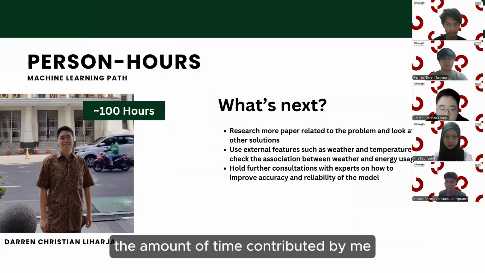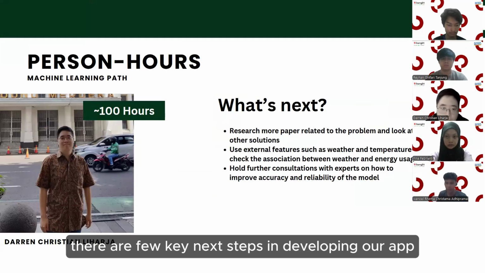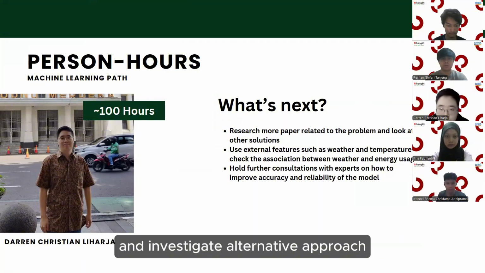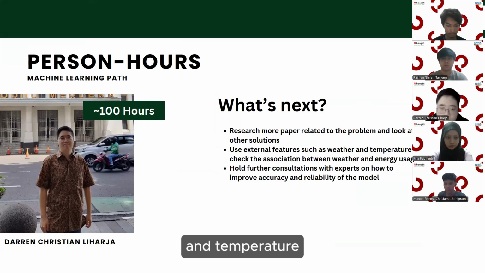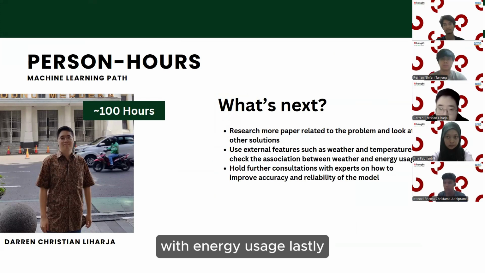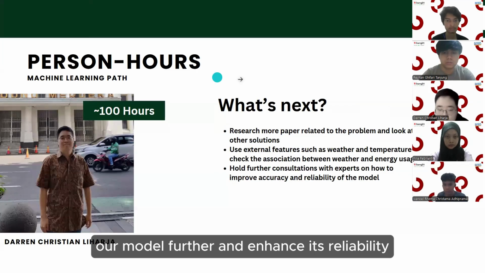The amount of time contributed by me hovers around 100 hours, and looking ahead, there are a few key next steps in developing our app. First, we plan to explore more research papers and investigate alternative approaches. Second, we plan to use external features like weather and temperature, which could help us better understand the association with energy usage. Lastly, we can consult with experts in the field to refine our model further and enhance its reliability.